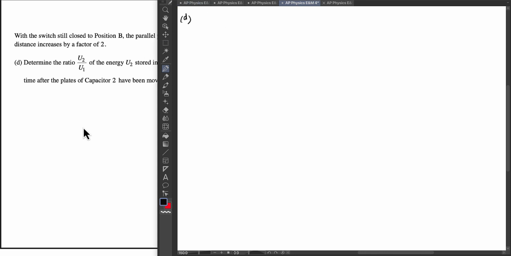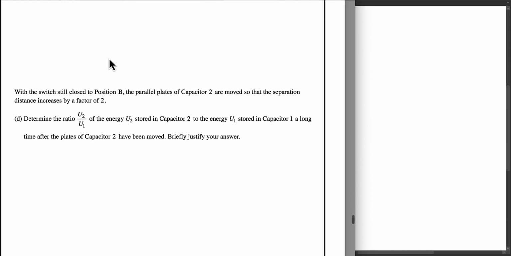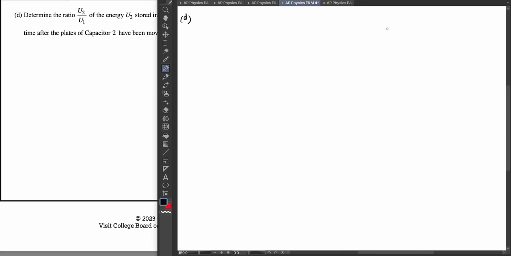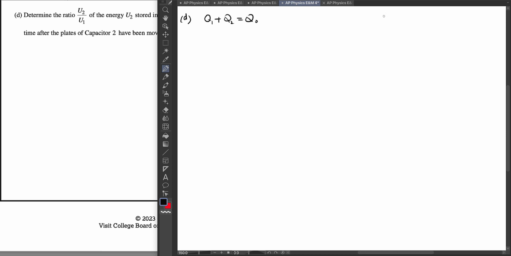So now we need to do the calculation again, just like when we did this part of the question. So that's a charge conservation. So we still have Q1 plus Q2 equals Q naught. Okay. Now one thing different is the capacitance of capacitor 2. So let me do this on this side. So in general, the capacitance is epsilon naught, the vacuum permittivity, times A, the area of the plates, divided by D.